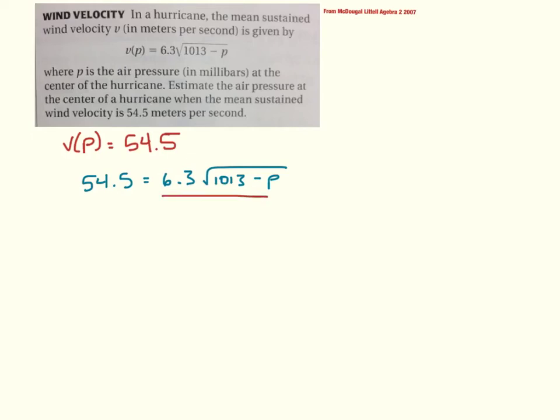They told me that I have the equation, and they just told me that the wind velocity is 54.5 meters per second. So, I can set up my equation. 54.5 equals 6.3 times the square root of 1013 minus p. Well, this looks a whole lot like the example that we just had. Just the numbers have decimals. If we look here, this square root is not isolated. It's being multiplied by 6.3. So we have to divide both sides by 6.3.